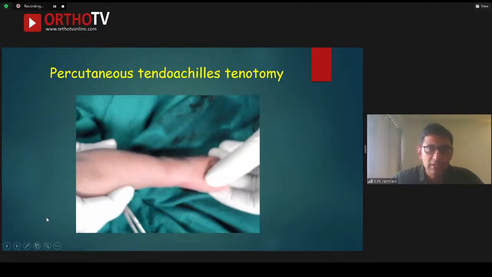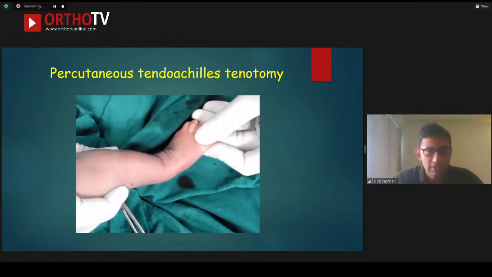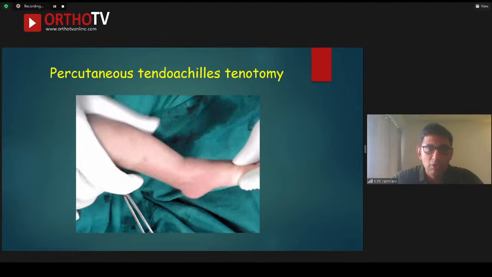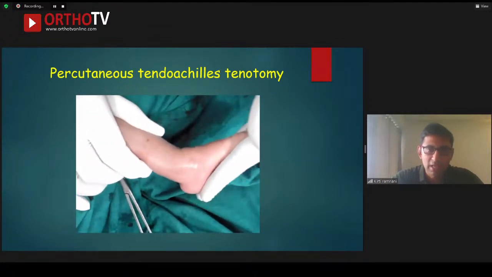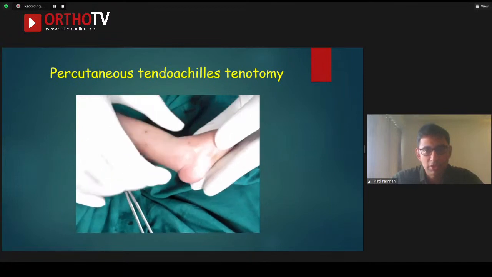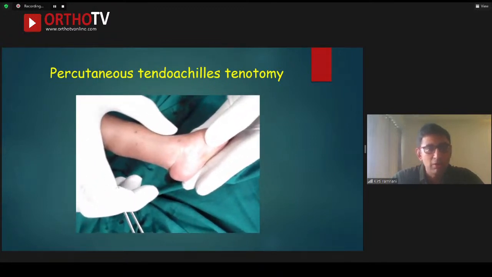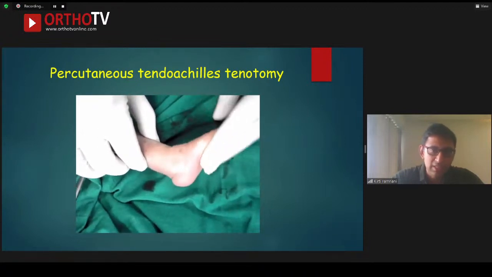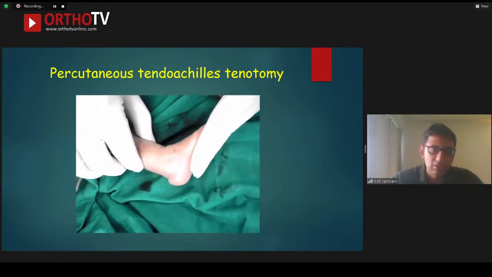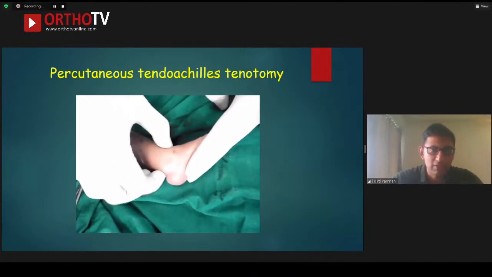So basically, we take the child in supine position under caudal block anesthesia. I like to do it under anesthesia. First, once you have taken the child, you examine the correction. That is, the Pirani midfoot score is 0, and the foot is ready for tenotomy. What I'm demonstrating here is that the rest of the foot is corrected, but the child still has equinus. So I can take the foot to neutral to 5 degrees plantar flexion.